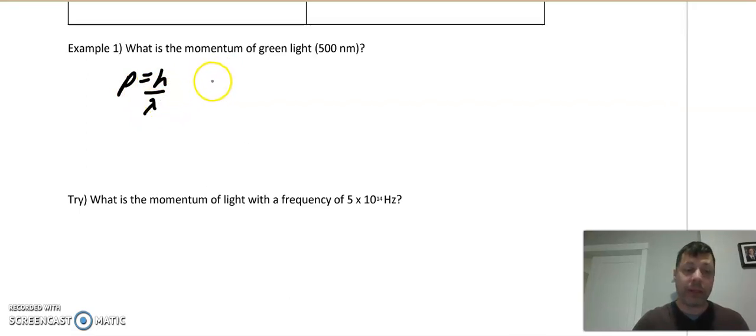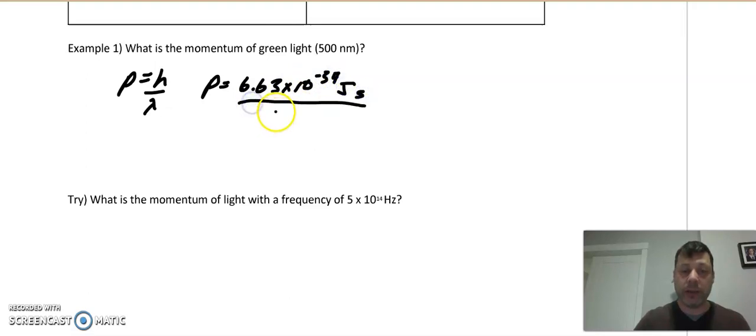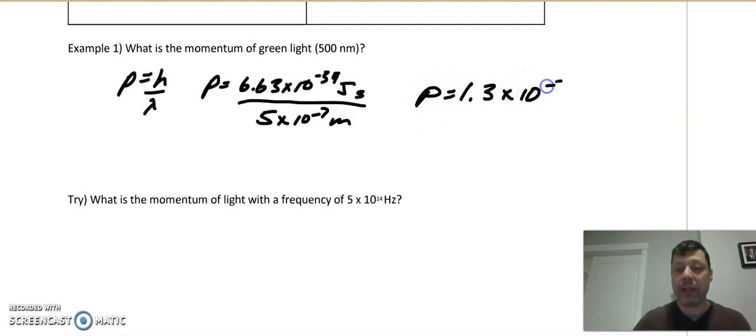And so as we talked about with the Compton effect, we can find the momentum here of this green light, with a wavelength of 5 times 10 to the negative 7 meters. You'll find that this momentum is 1.3 times 10 to the negative 27 joule seconds per meter.